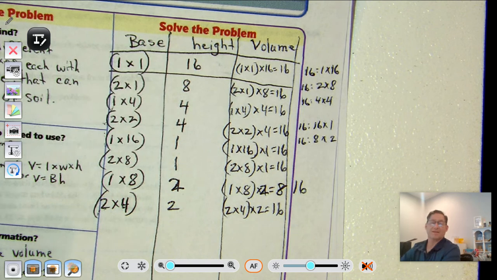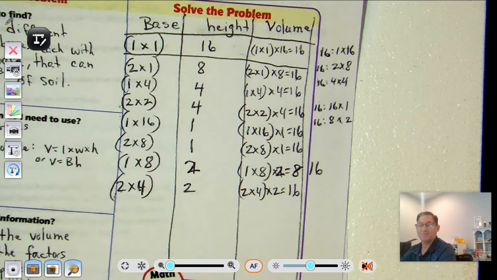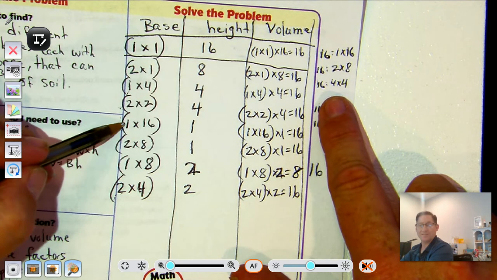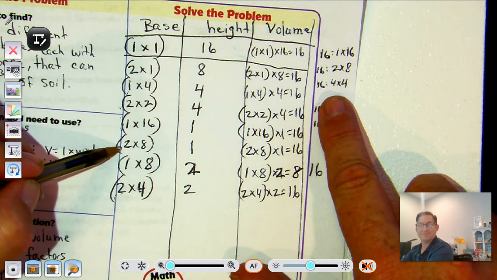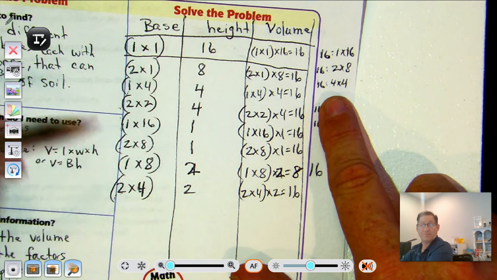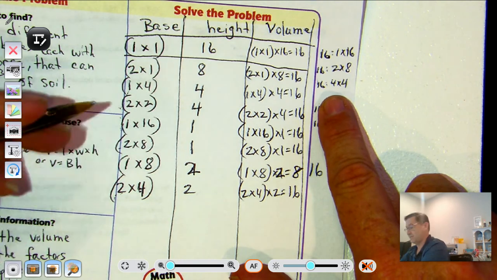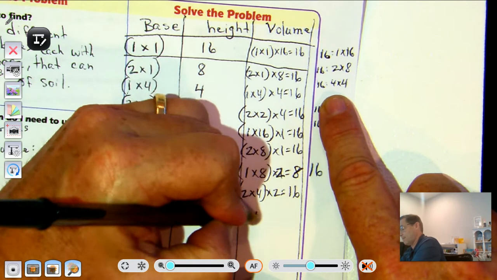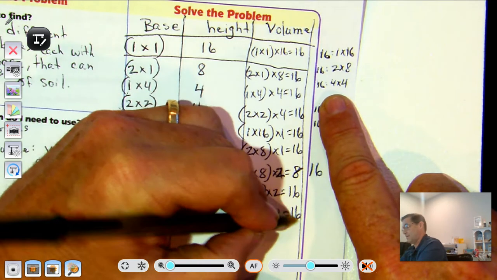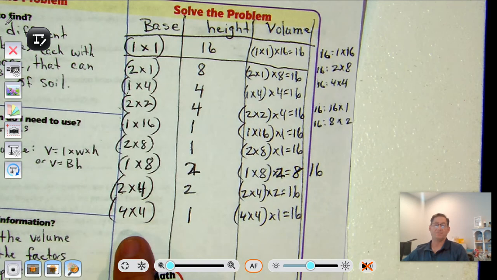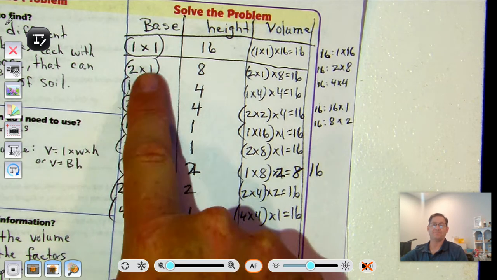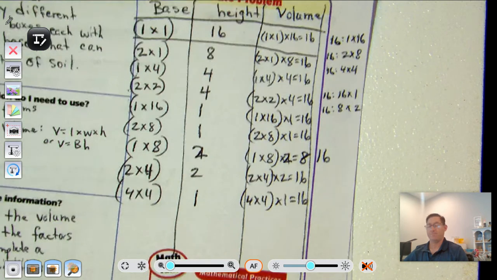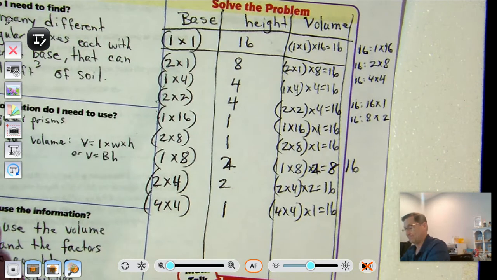Oh, I left off an easy one. We were doing 16, right? And I said 1 times 16 and 2 times 8, but I didn't put 4 times 4 as the base. So I can still use 4 times 4 as the base because I didn't use it. Okay. All right. So we have 9 different ways.